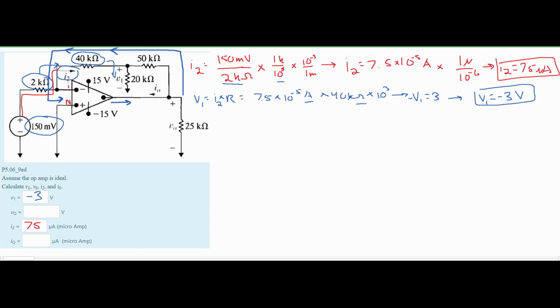Now, the next thing I want to solve for is V-naught. That looks like something good to solve for.